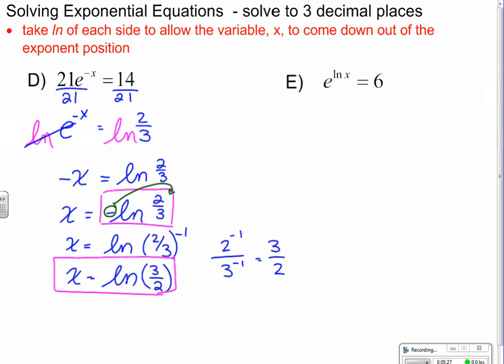Letter E. I want to get that x, and actually this is quite easy. This e and natural log will cancel each other out, and I'll just get 6. So if x is 6, what is this equivalent to? Well, it's equivalent to 6. That cancels away. e to the 6th equals e to the 6th. That doesn't quite look right, does it? I kind of wanted to show you that. Well, I'll have to think on that.